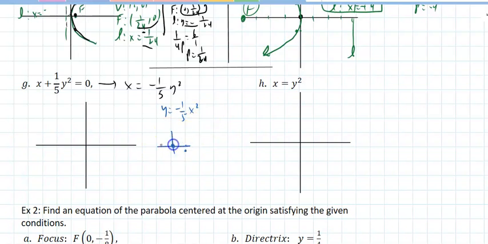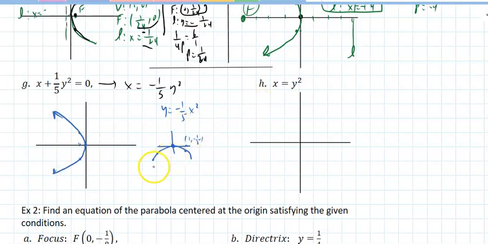1, negative 1/5, negative 1, negative 1/5. It opens down. Got it. So 0, 0. 1, 1/5. Switch x with y. 1, negative 1/5. So negative 1/5, 1, and negative 1/5, negative 1. I got the graph.